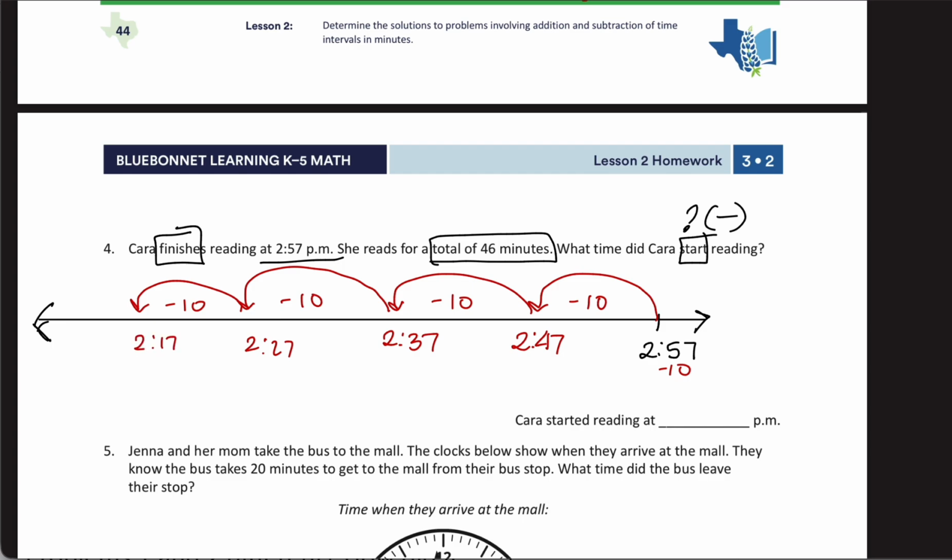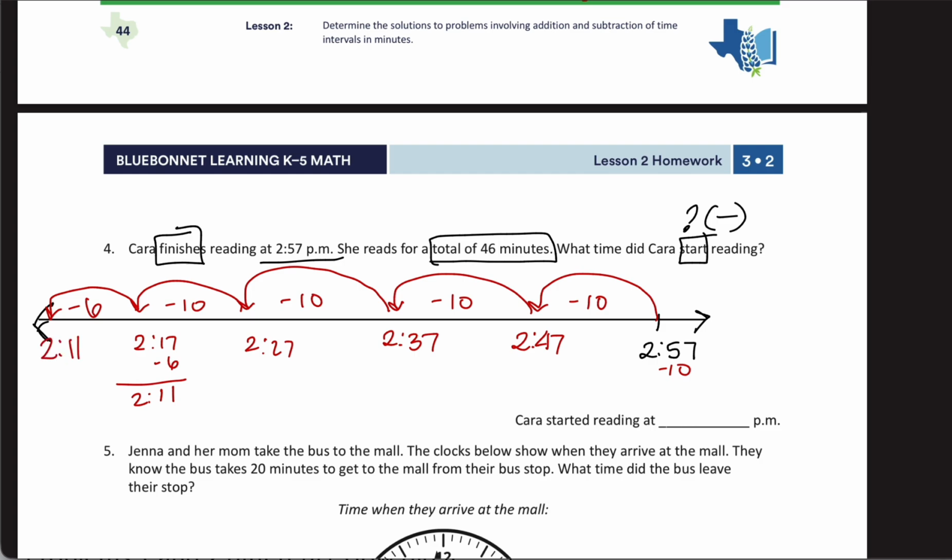Okay, and now 2:17, so we got 10, 20, 30, 40. Now we need to go back 6 more minutes. Okay, minus 6. And I'm going to do 2:17 minus 6. That makes 2:11. So that will be my start time.